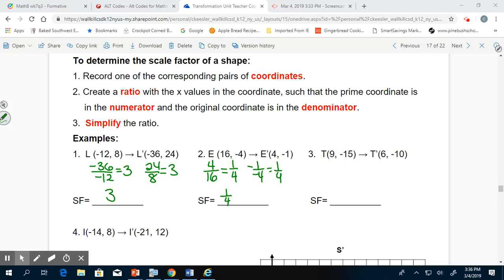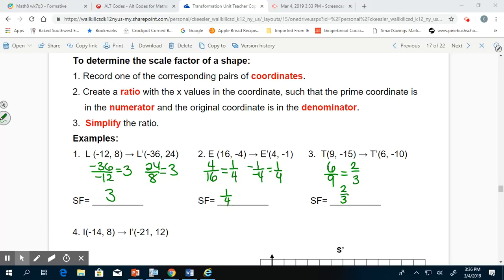Going on to number 3, same idea. We take the x in T prime, and we get 6. And the x in regular T, we have 9. 6 is not divided by 9 easily, so we're going to simplify. I know 3 goes into both 6 and 9. 6 divided by 3 gives me 2, and 9 divided by 3 gives me 3. So my scale factor should be 2/3.